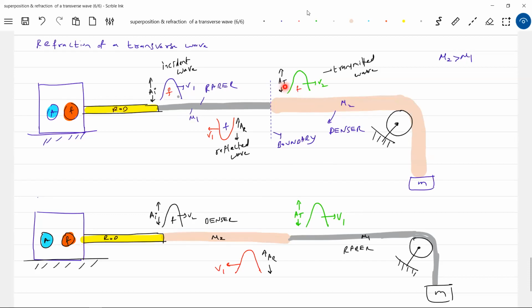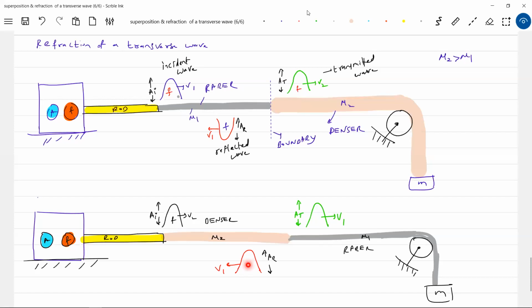Yes, it will be different than that of the incident pulse. That we have to find out, whether it's more or less, I don't know. What about the reflected pulse? The wave is reflected by a denser medium. What we discussed earlier was some sort of ideal. This is a practical thing. A part of energy will be transmitted. The reflected pulse will be inverted. Why? Because it is reflected by a denser medium.